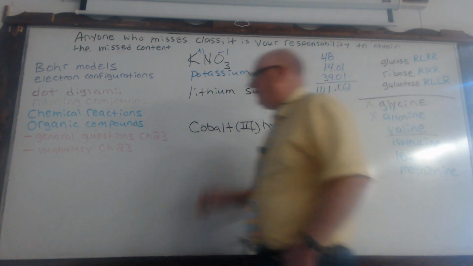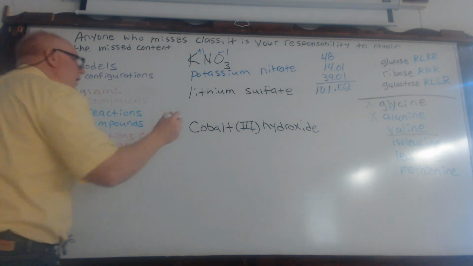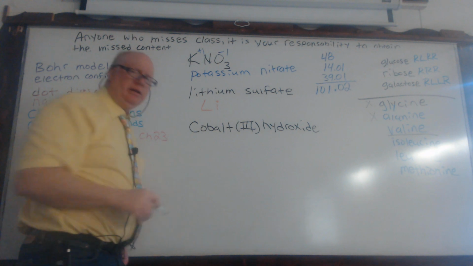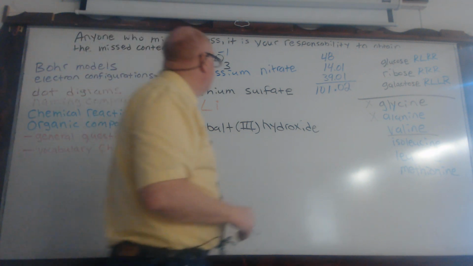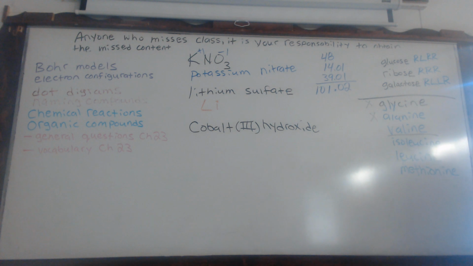So here we have lithium sulfate. Okay. What is the symbol for lithium? So we have Li. Okay, I think that shows, yep, that should show up just fine. And then what is sulfate? Is that a monoatomic ion or a polyatomic? And how do you know the difference between a monoatomic and polyatomic ion?